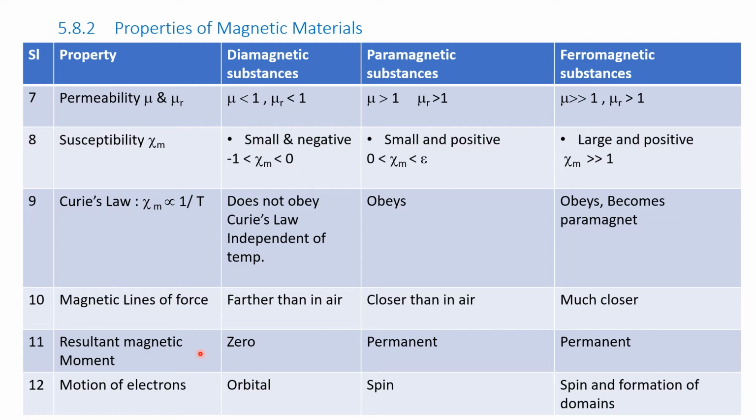Resultant magnetic moment. The magnetic moment is zero in diamagnetic material, whereas the magnetic moment is permanent for both paramagnetic and ferromagnetic materials. Motion of electrons. In diamagnetic substances, the motion is orbital, and in paramagnetic substances, it is spin. And in ferromagnetic substances, it not only spins but also forms domains. So we have seen the properties of magnetic materials.